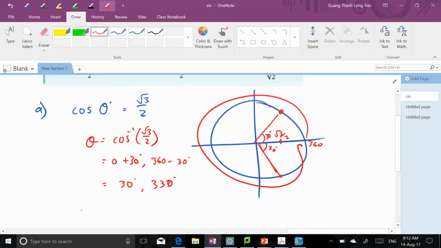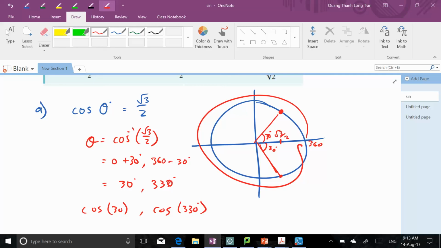So that means if you put in cos of 30 degrees and cos of 330, it should be the same value as root 3 on 2. That's what you're working for. Because remember, you're just looking for the x values. And you already know what angle it must be, so you're just working around the unit circle from 0 to 360. Those are the only 2 angles that will give you the same x value.